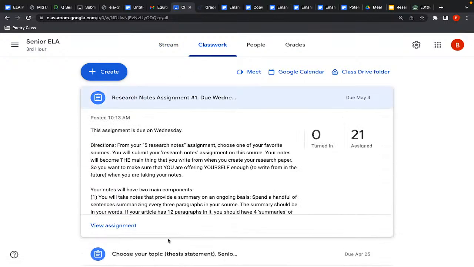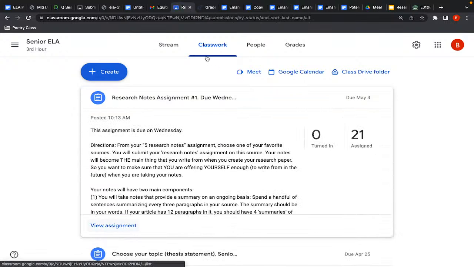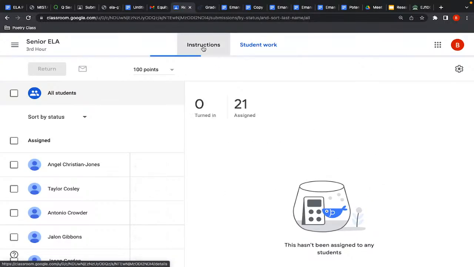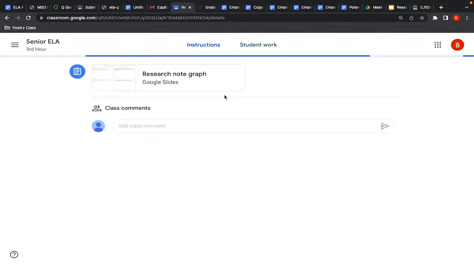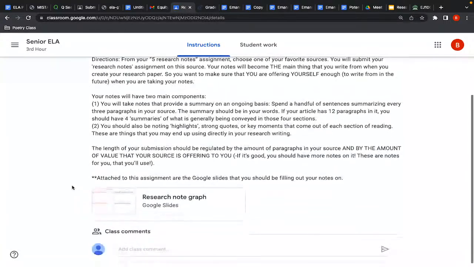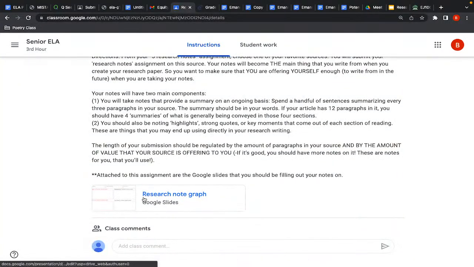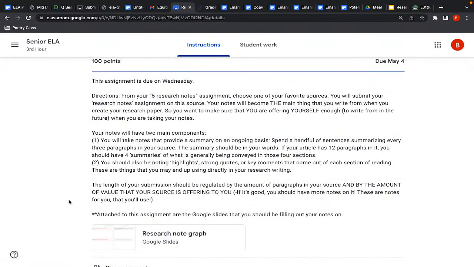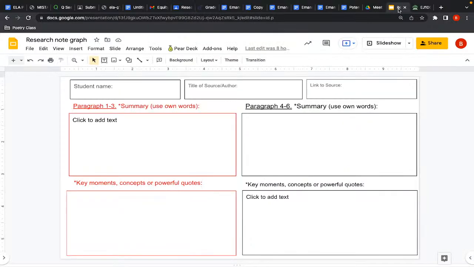So your assignment right here, you'll see the directions here, and attached to the directions you will see this graphic organizer, which is meant to help you organize your notes. So these you can read on your own. I'm just gonna narrate what I'm looking for here out loud.